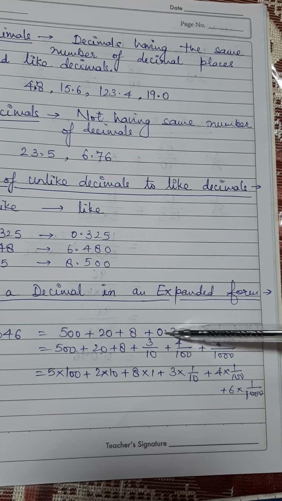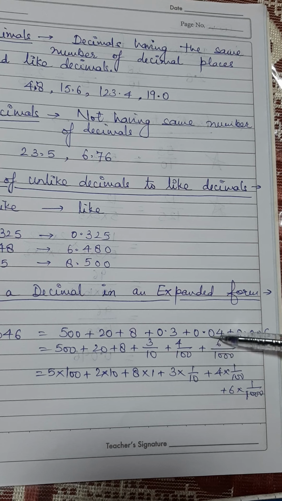The 8 I have written the same. Now this 0.3 I have written as 3 upon 10. 0.04, I have written as 4 upon 100, and 0.006 I have written as 6 over 1000.